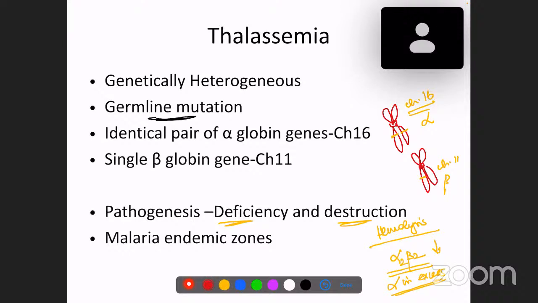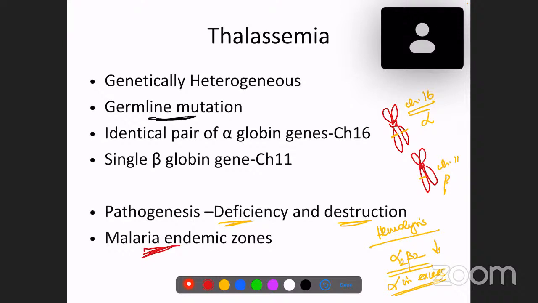So this is the most important point, malaria endemic zones. Going with the Darwinian hypothesis of survival of the fittest, what happened? In areas which had so much malaria, the malarial parasite is basically proliferating inside the RBCs. The lifespan of RBC is 120 days, so in that time the malarial parasite can complete its entire life cycle and spread on to the other RBCs as well.